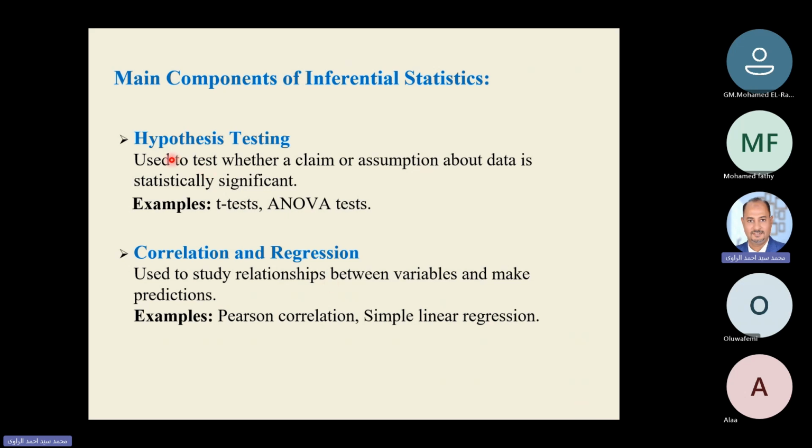We have hypothesis testing and correlation and regression. We use hypothesis testing when we have a claim or assumption about data and want to know whether it is statistically significant or not, or when we want to compare analysts, compare an old method and a new method, or compare any two types of data. We use hypothesis tests like the t-test and ANOVA test. We will talk in more detail about these tests in the next slide.